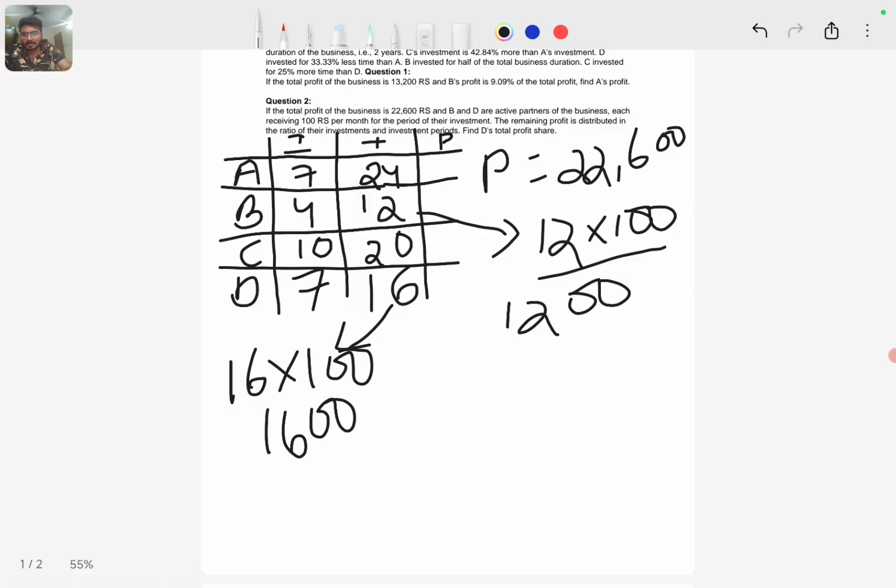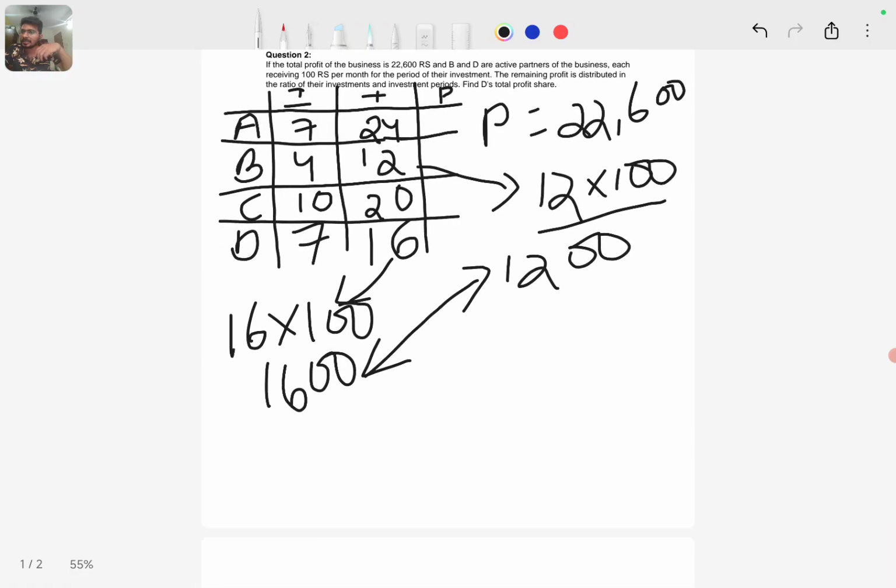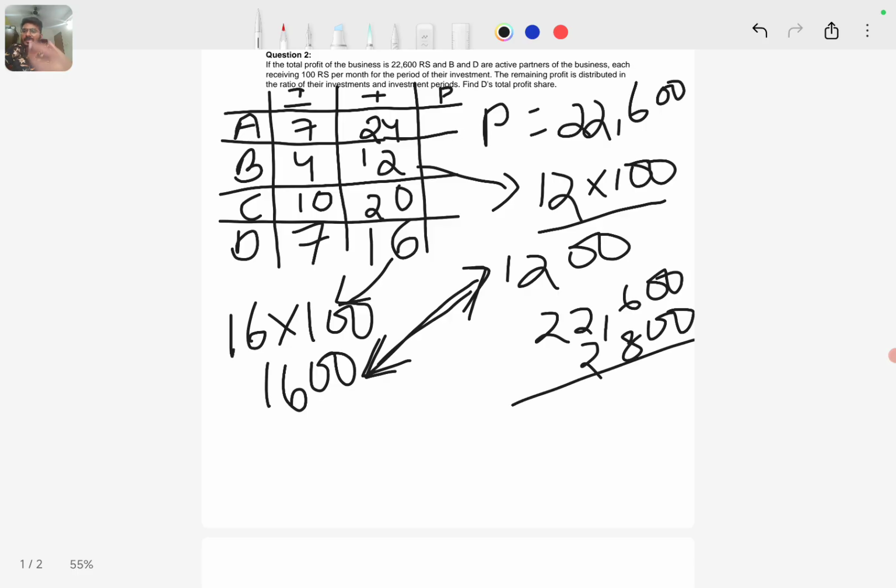So let me first remove these two active partners' shares from the total profit, so that I will get the remaining profit, so that I can share it among the four friends. 22,600 is the total profit, and these two active partners are getting 2,800 for the months they are in the business.